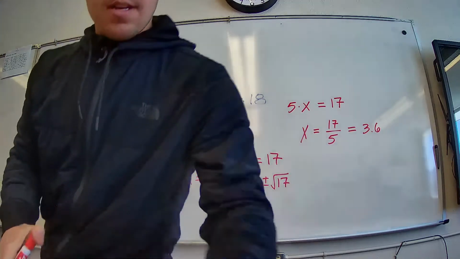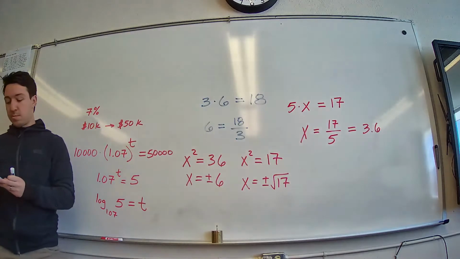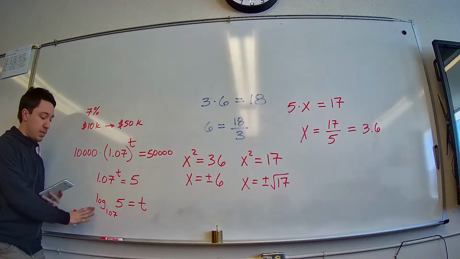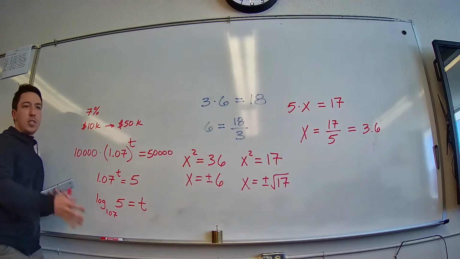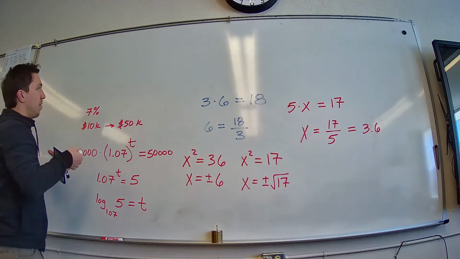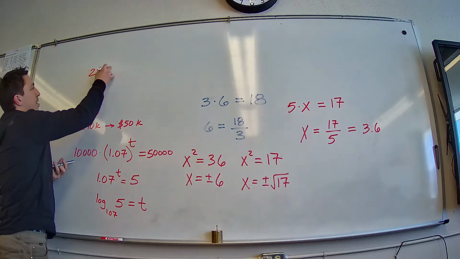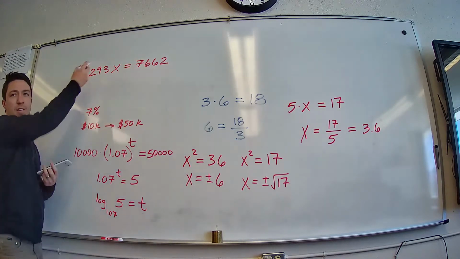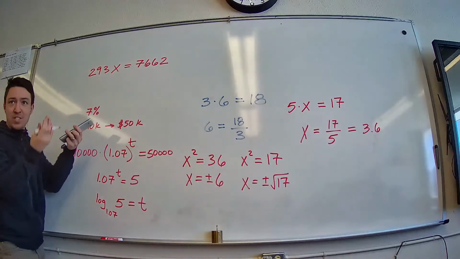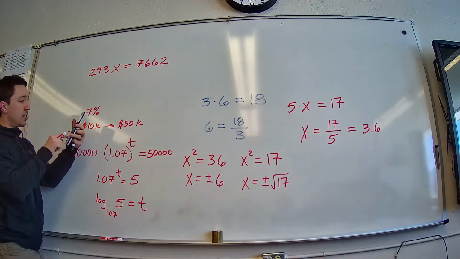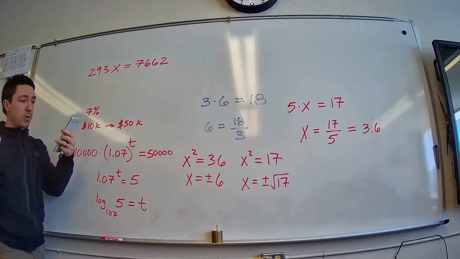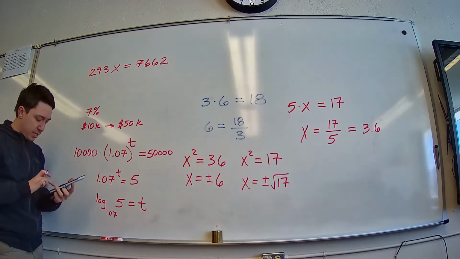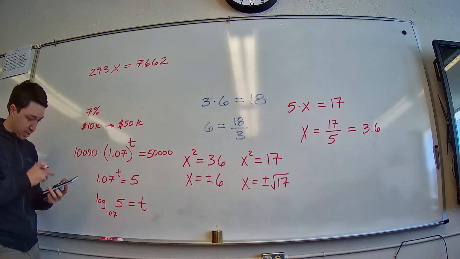And some smart people have written algorithms that will tell me the value of this number. Just like in the same way that if I said 293 times what makes 7,662, how would I solve that? Divide. I'd use the calculator to do the division, right? I'd say, thanks, calculator. 7,662 divided by 293 is giving me 26.15, blah, blah, blah. In this case, I'd say, Mr. Calculator, what's the log, checking into the calculator.